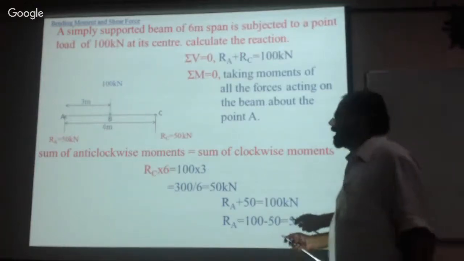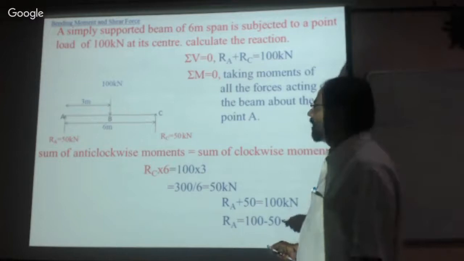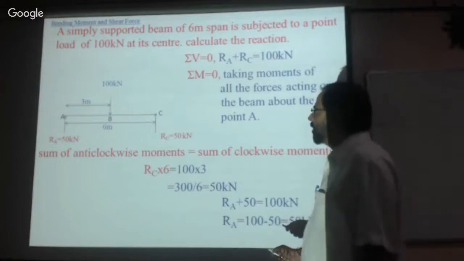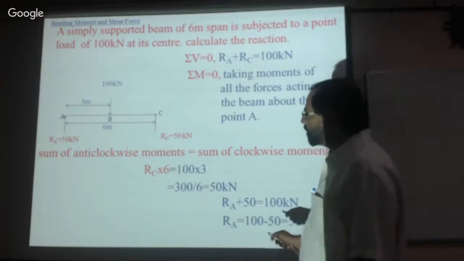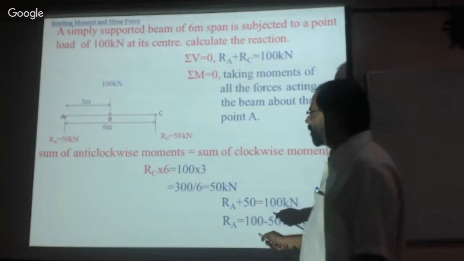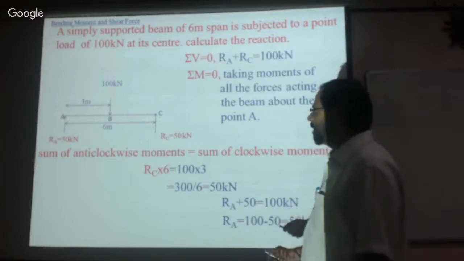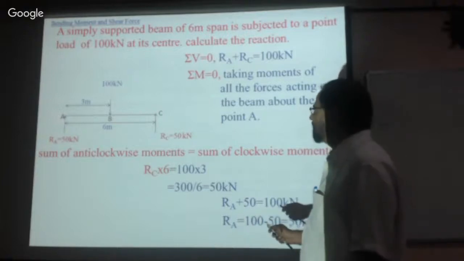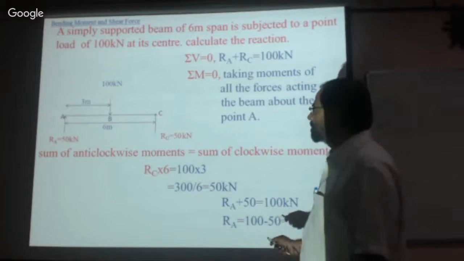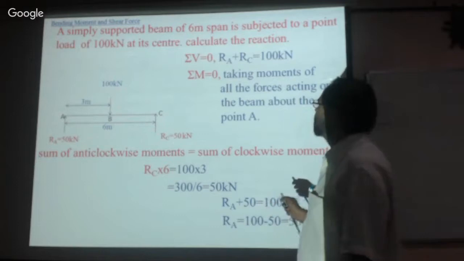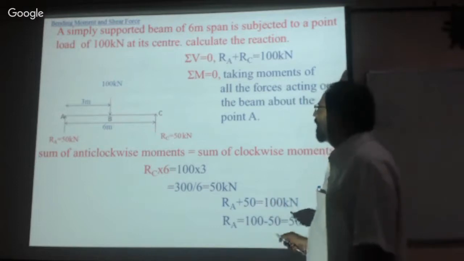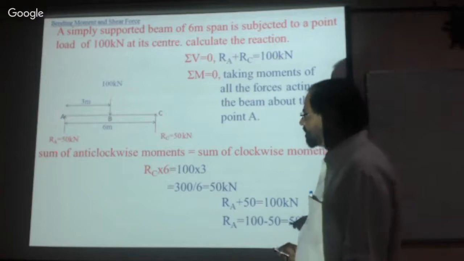And similarly, for another simply supported beam, how to calculate the reaction? Here there is only one force acting downward at the center of the beam, and there are two support reactions, reaction Ra and reaction Rc. The sum of these two reactions, Ra plus Rc, is equal to the downward force that we have written here, isn't it?